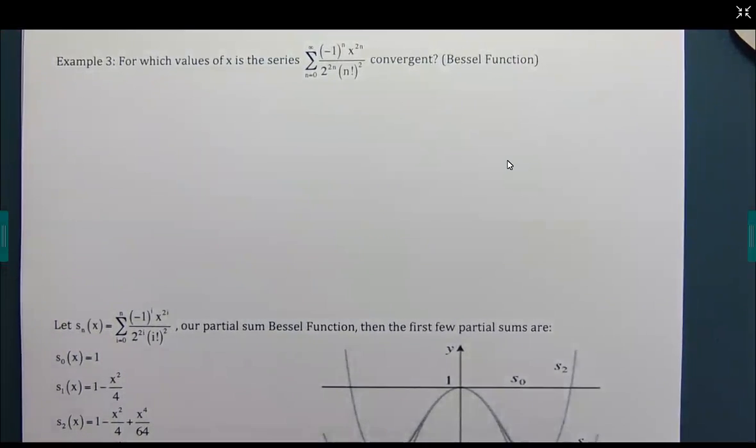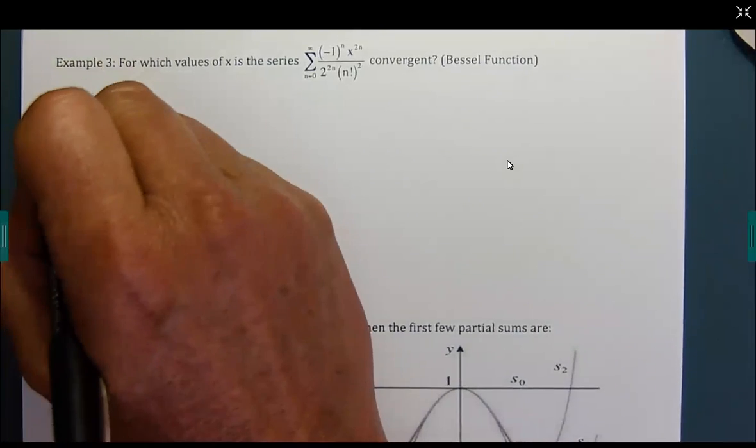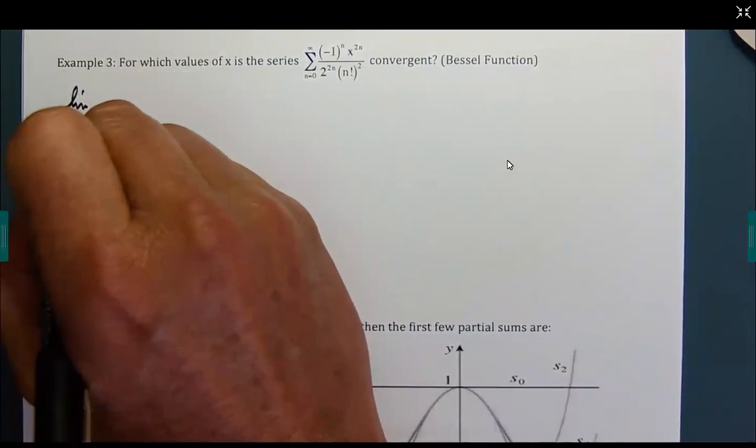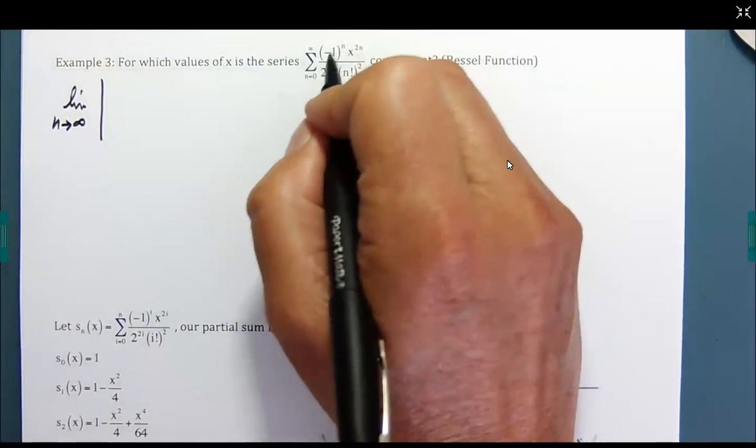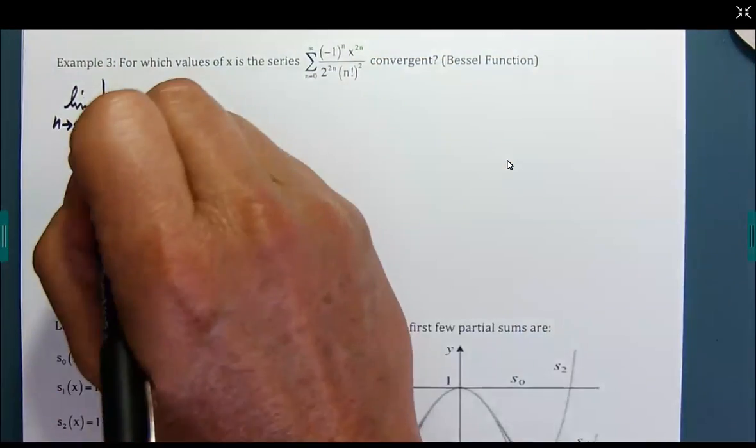All right, this is actually a famous function. It's called a Bessel function. It has to do with harmonics and music and things like that. And so what we're going to do is the ratio test once again. And see what we get. Now, again, because of the absolute value, the negative 1 is now irrelevant.